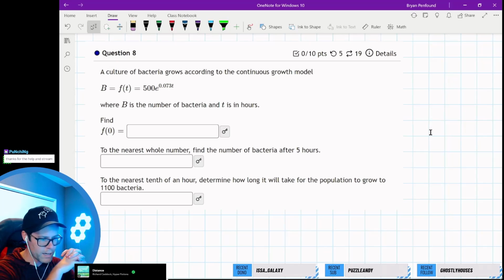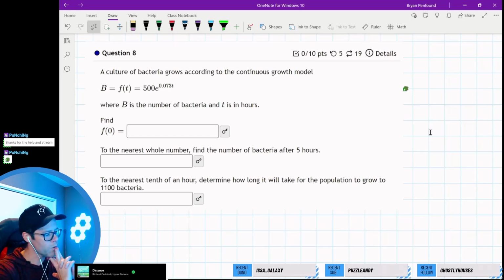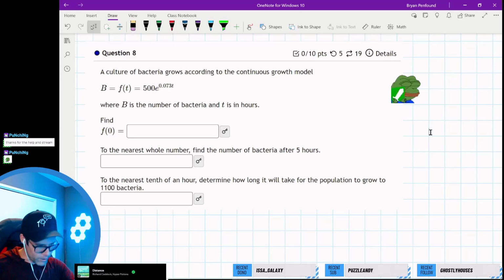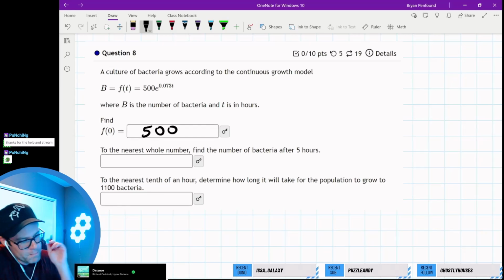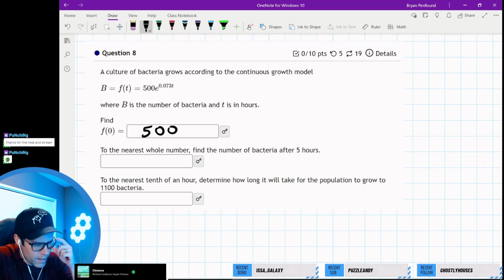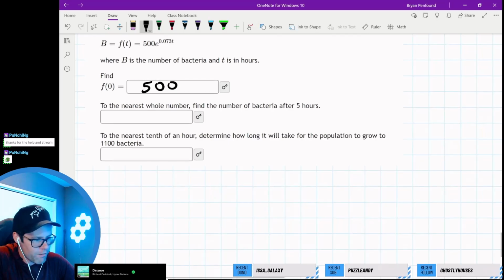A culture of bacteria grows according to the continuous growth model. Where B is the number of bacteria, t is in hours. Find f at 0. That's just subbing 0 in, so that should be 500. It's going to be our initial population. Right, we get 500 times 1, effectively. To the nearest whole number, find the number of bacteria after 5 hours.